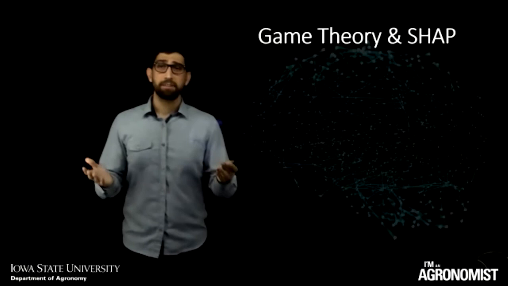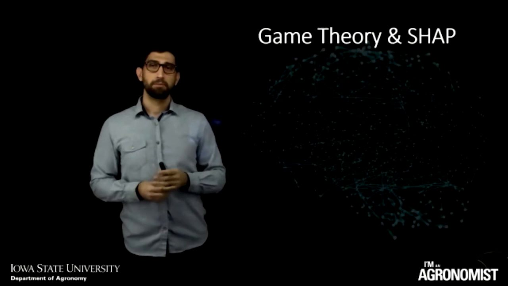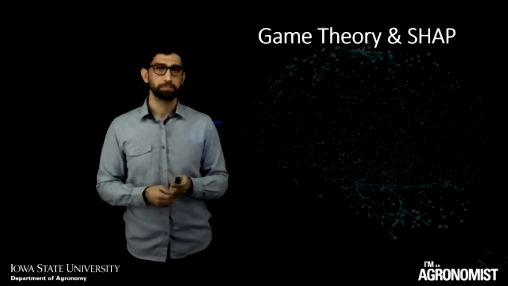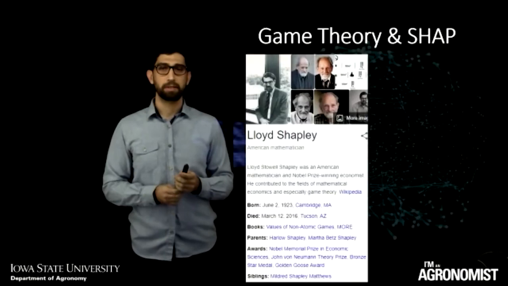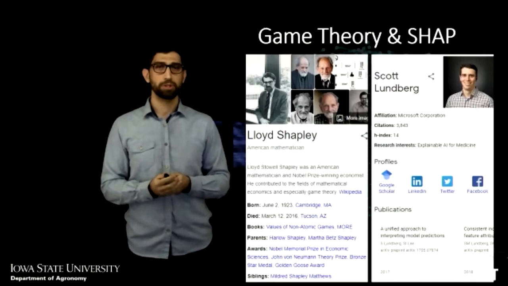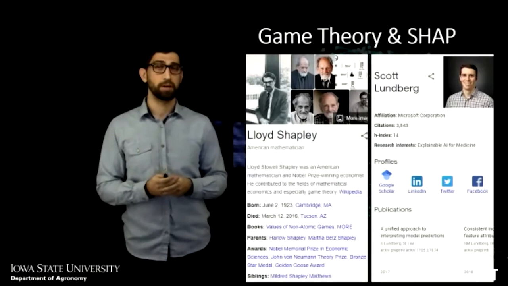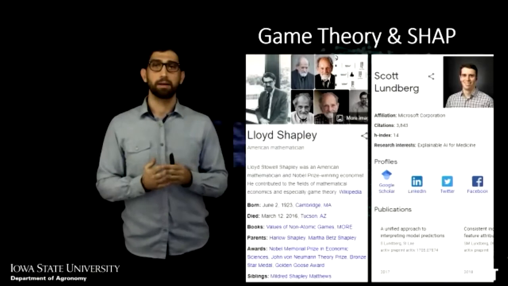So we have game theory, and I also put SHAP here because SHAP is a tool that utilizes game theory. With that theory, we will try to interpret our black box machine learning algorithms. Let me first introduce Lloyd Shapley. Lloyd Shapley was an American mathematician and Nobel Prize winning economist, and he was the father of this game theory idea. Scott Lundberg is a senior researcher at Microsoft Corporation. There were some tools utilizing game theory before Scott came up with the SHAP tool in 2017, but he unified all these approaches and came up with a more robust algorithm called SHAP.